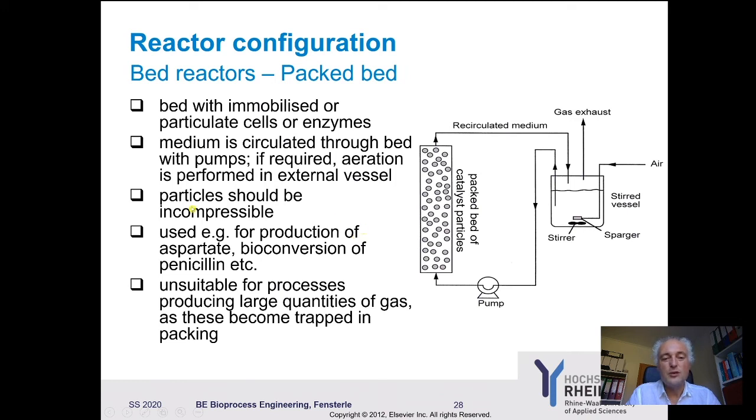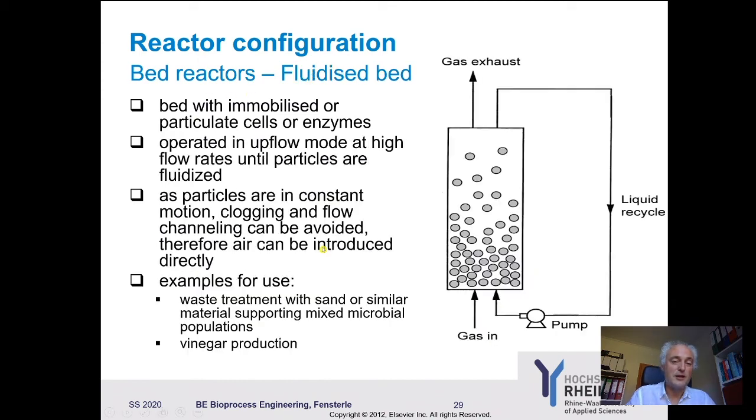This is often done for bioconversion reactions and so on, or sometimes for production of aspartate and so on. So if I have a process where I produce gas, where carbon dioxide, for example, is being produced, this is not optimal, because this gas will be trapped in the packing, and this then disturbs the complete process. So this is only possible in processes which are anaerobic, which I do not need to sparge. So if I have a bioconversion, I have dead cells anyhow in this case. Or if I have cells which I grow, which is anaerobic, then it's okay. So this is, let's say, the drawback of these reactors.